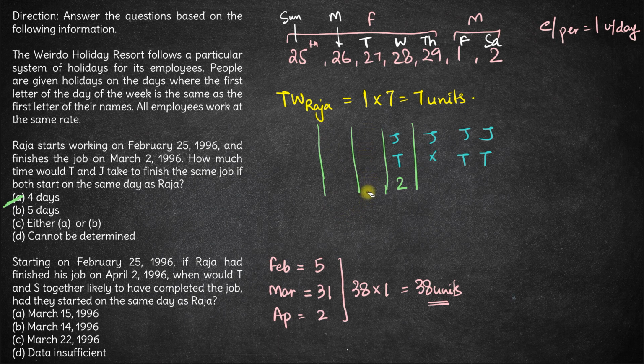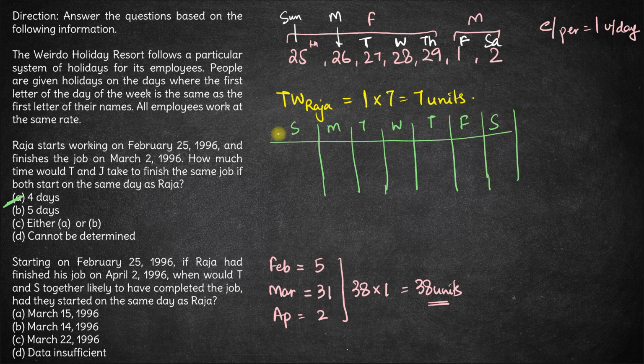So here, let's see on which day of the week each of them will be working. Okay, so this is Sunday, Monday, Tuesday, Wednesday. Then you have Thursday on 29th, Friday on 1st and Saturday on 2nd. So this comprises one full week, right?